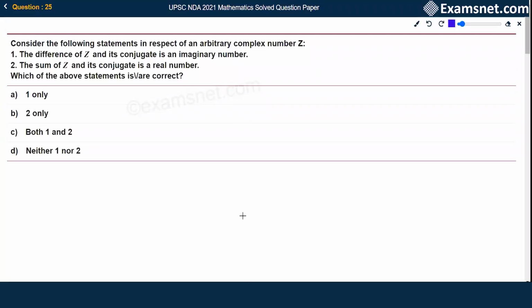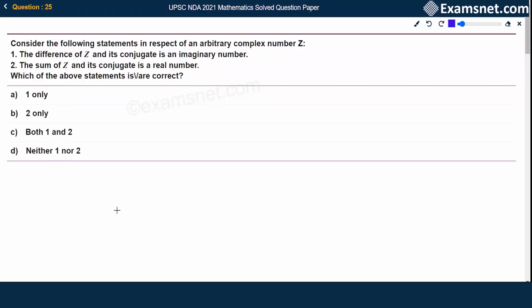It is given in question number 25. Consider the following statements in respect of an arbitrary complex number z. The difference of z and its conjugate is an imaginary number. The sum of z and its conjugate is a real number. Which of the above statements is or are correct? There are 2 statements given. We need to discuss these 2 statements and check whether they are correct or not, and according to that we will decide which option will be the correct one among these four.